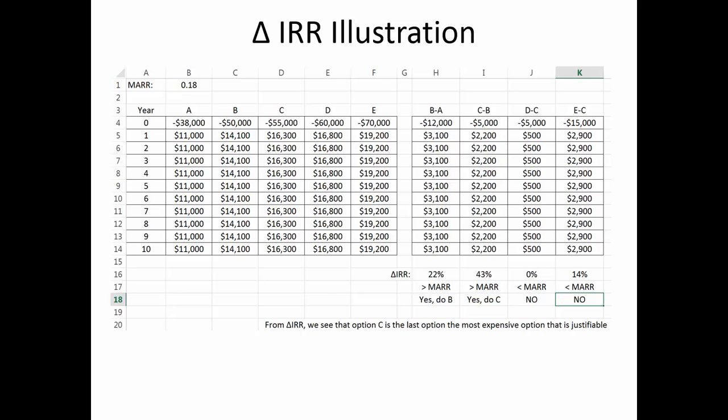Because in this column we rejected D. We said D isn't justified. And so in our mind, the last project that was justified is option C. And so now we have some new challenger. This last project here, project E, we don't know if it's good or not, but the last one that was good was project C. And so we compare it to our current favorite.